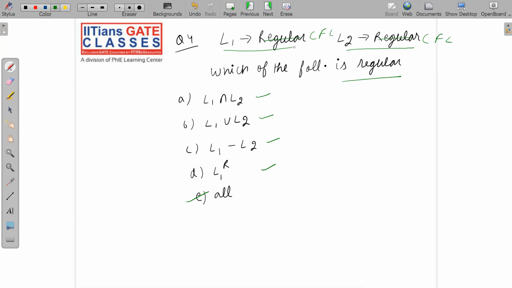Now tell me something. L1, L2, CFL. L1 intersection L2, CFL? No. Because in intersection, CFLs are not closed. Union, yes. Set difference, no. Reversal, yes. So the options will be B and D. B and D will be correct.